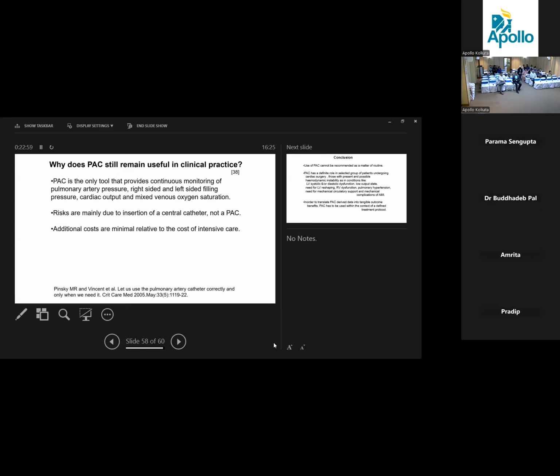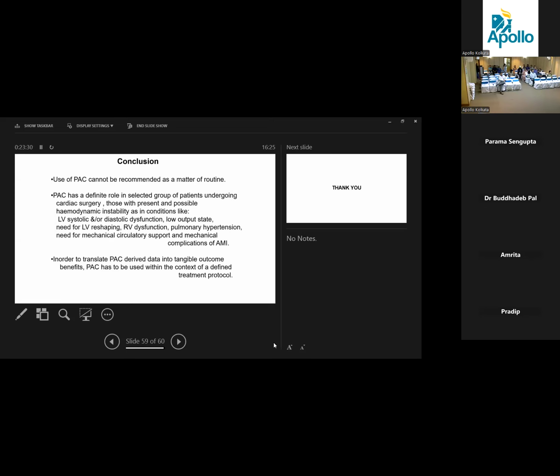The PA catheter is the only tool that provides continuous monitoring of PA pressure, right-sided and left-sided filling pressure, cardiac output, and mixed venous oxygen saturation. These are very important parameters we need to know in our day-to-day practice. The risks are mainly due to insertion of the central catheters, not the pulmonary artery catheters. As for the additional cost, some say the PA catheter is costly, but it is minimal relative to the cost of intensive care.